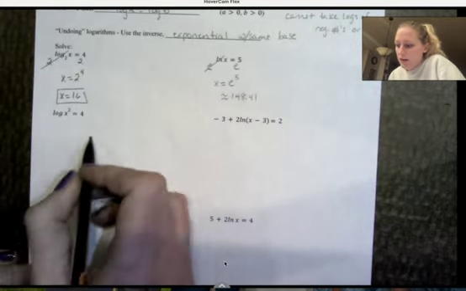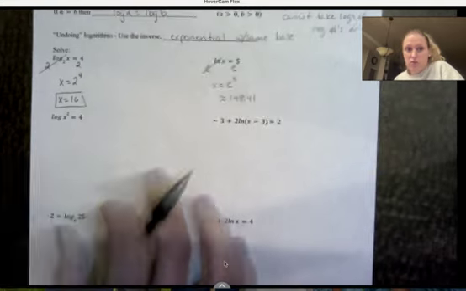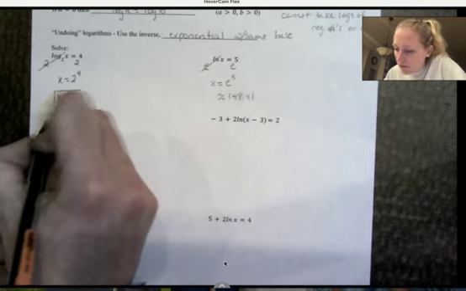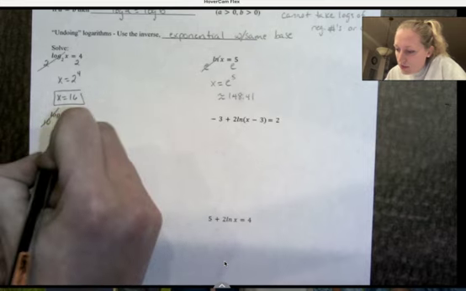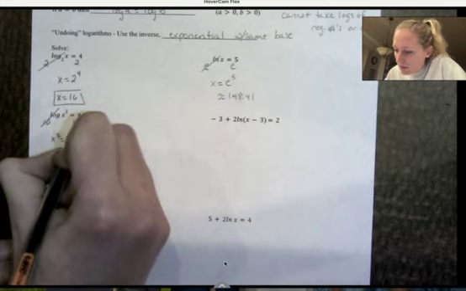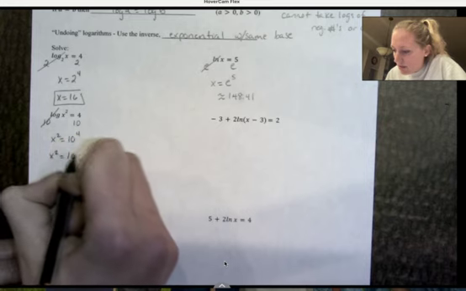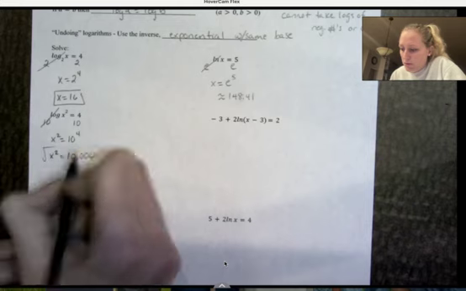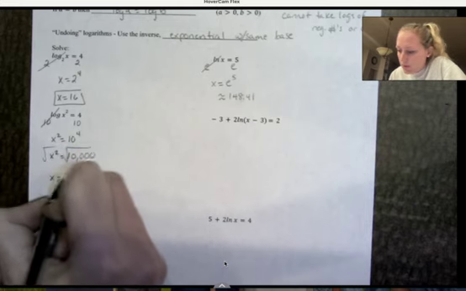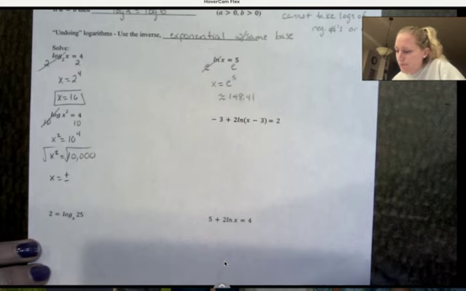Okay, here, this is common log, right? With no base, I'm going to assume it's log base 10. So I'm going to raise both sides. So I have x squared is equal to 10 to the 4th. So x squared is equal to 10,000. A 1 with 4 zeros, so I'm going to square root. So x is equal to plus or minus square root of 10,000.